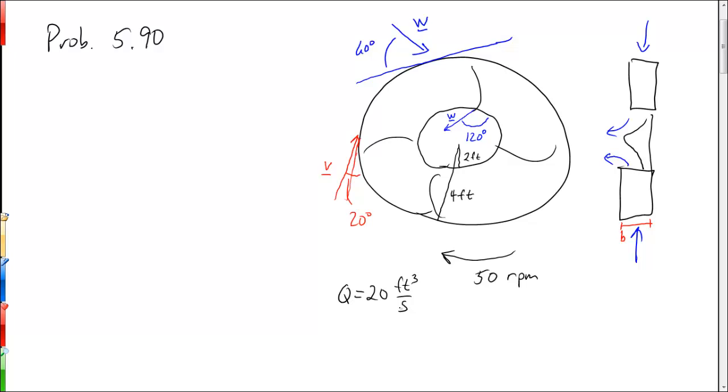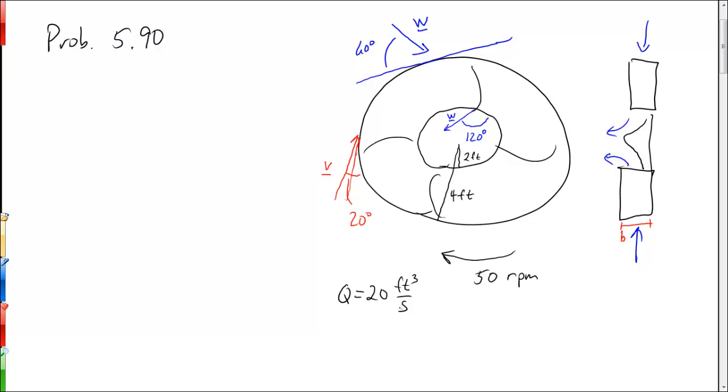So let's see. The water turbine wheel rotates at the rate of 50 RPM in the direction shown. The inner radius of the blade is 2 feet. The outer radius is 4 feet. We have both of those. The absolute velocity at the turbine rotor entrance makes an angle of 20 degrees with the tangential direction. The inlet blade angle is 60 degrees relative to the tangential direction. The blade outlet angle is 120 degrees. The flow rate is 20 cubic feet per second.